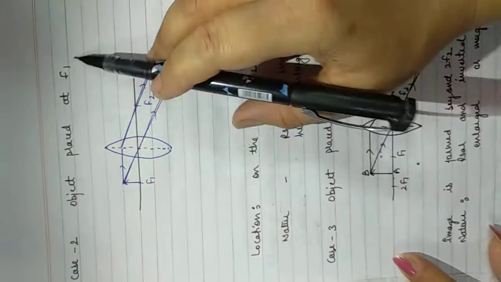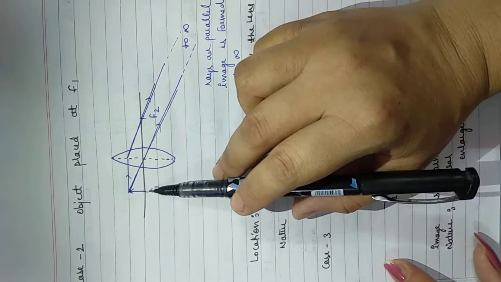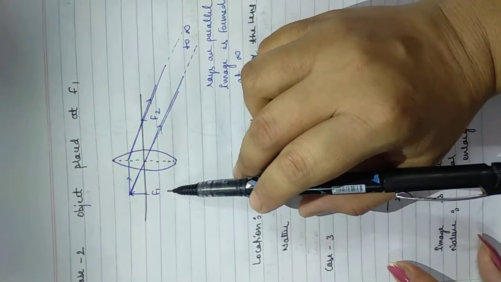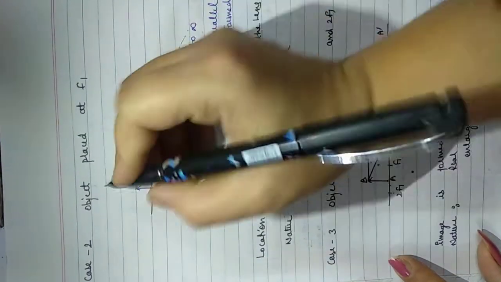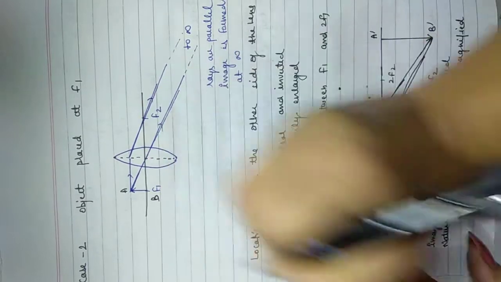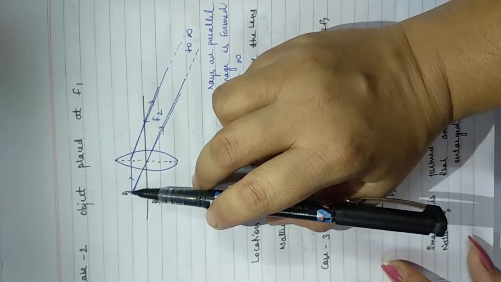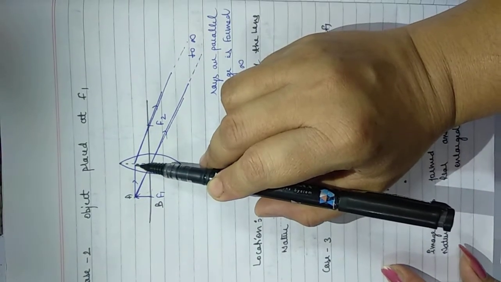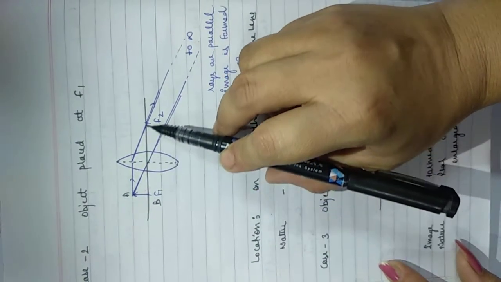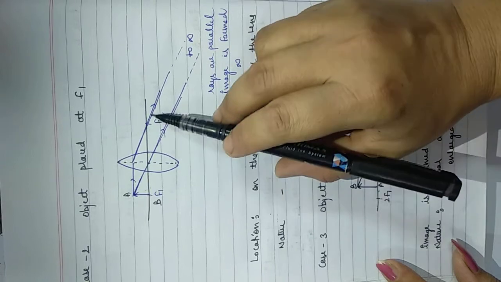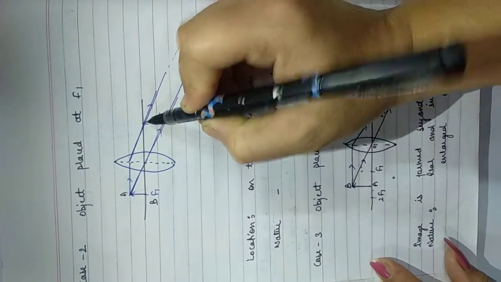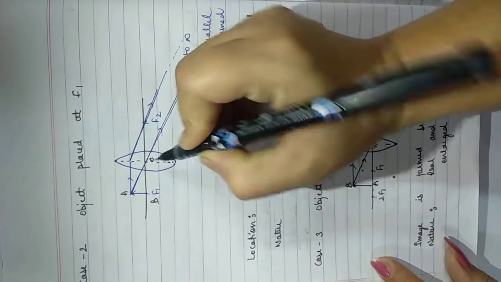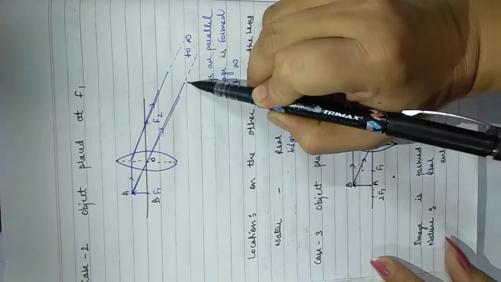Our second situation, when the object is placed at focus. So we place the object at the focus point, that is F1. This is our object, let it be AB. Now use any two rules. Our first rule, the ray which is parallel to the principal axis, after refraction will pass through the focus. So we pass the ray through the focus point, that is F2. And the second, passing through the optical center, it will move undeviated.